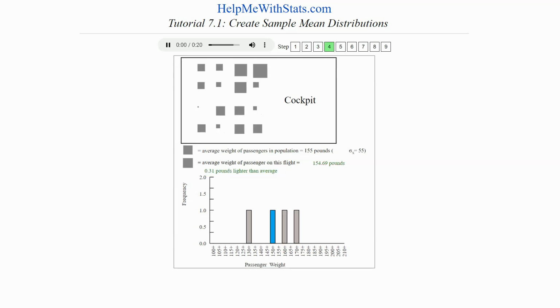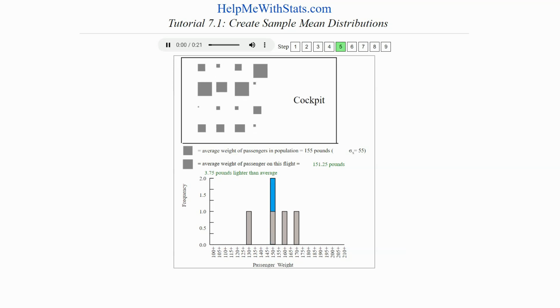We've added a fourth sample mean of 154.69 pounds and updated the display with another blue column that represents the mean passenger weight of 154.69 pounds. A sample mean of 154.69 pounds will be in the 150 plus interval.